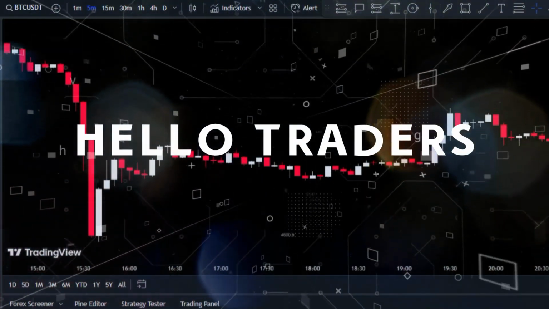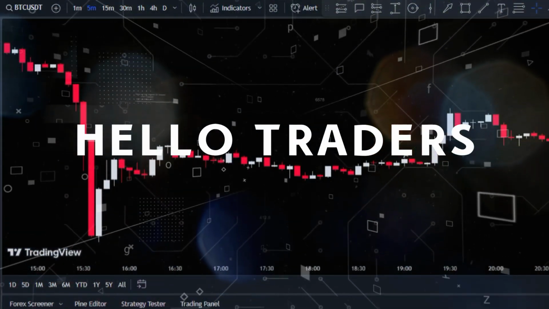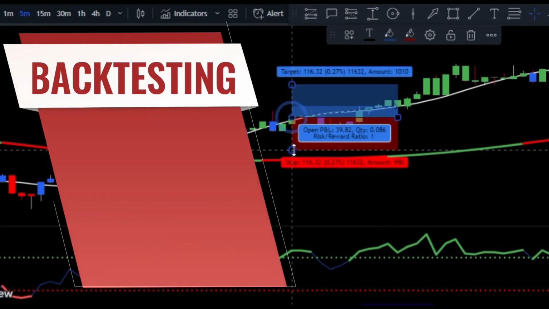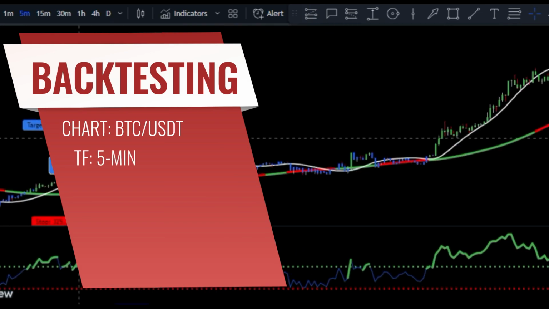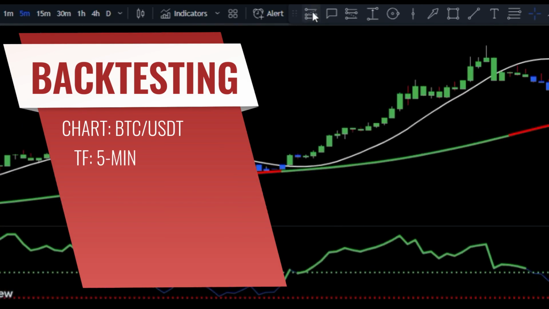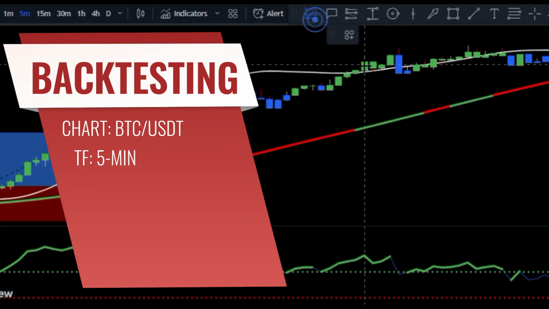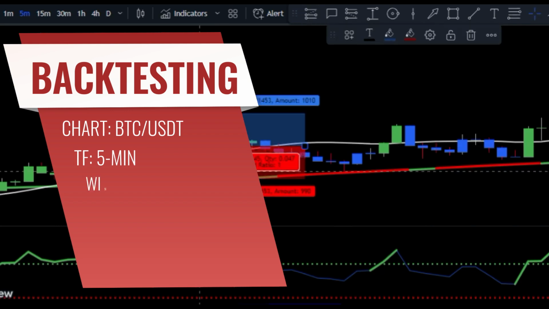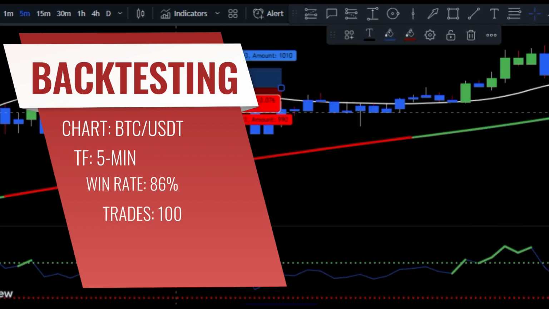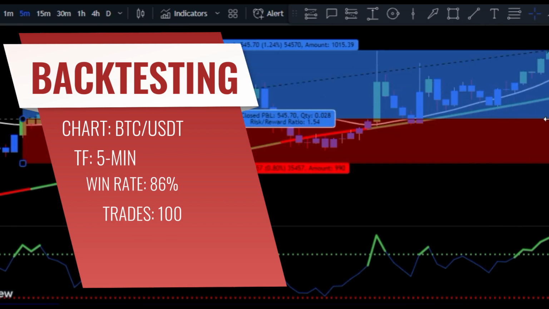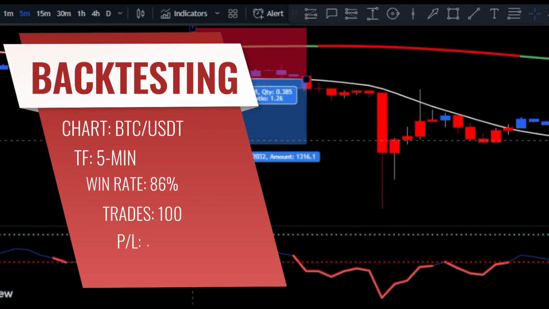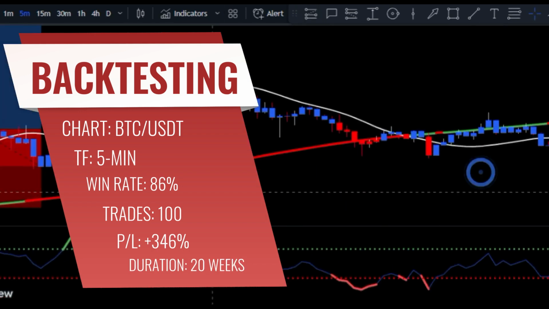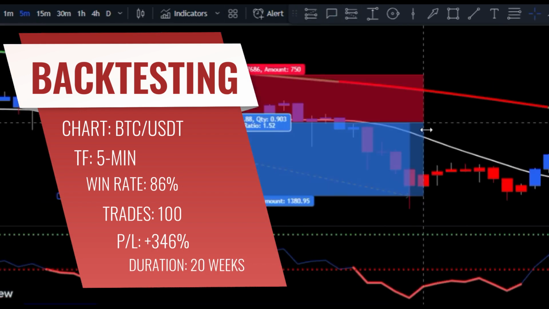Greetings! I'm excited to share news about a trading strategy that has been performing exceptionally well in our backtests, particularly for Bitcoin on a 5-minute time frame. This strategy has demonstrated a high win rate and substantial profits, making it a promising tool for trades. To elaborate, the strategy achieved an 86% win rate across 100 trades in our backtest and accumulated a 346% profit in just 20 weeks. These impressive statistics warrant further exploration of the strategy's potential.